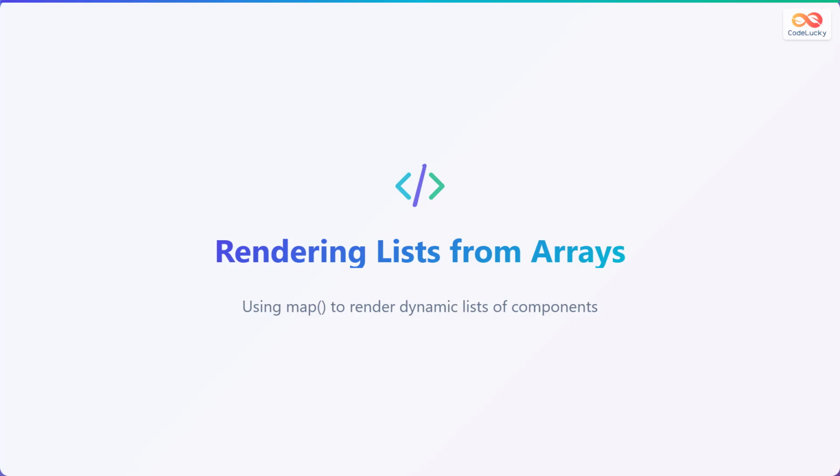In this video, we're going to explore how to render lists from arrays in React. Specifically, we'll focus on using the map function to dynamically render lists of components. This is a fundamental concept for building dynamic user interfaces, so let's dive in.